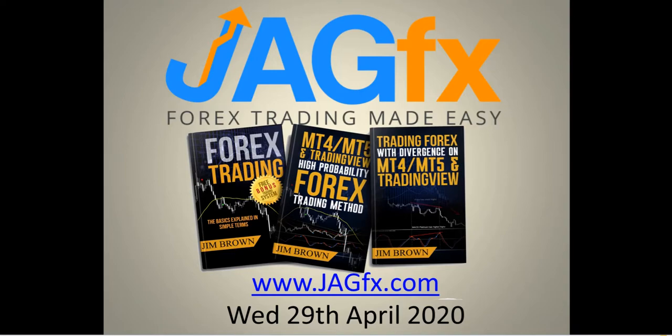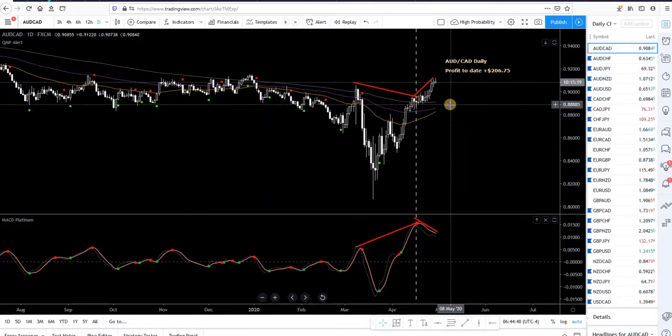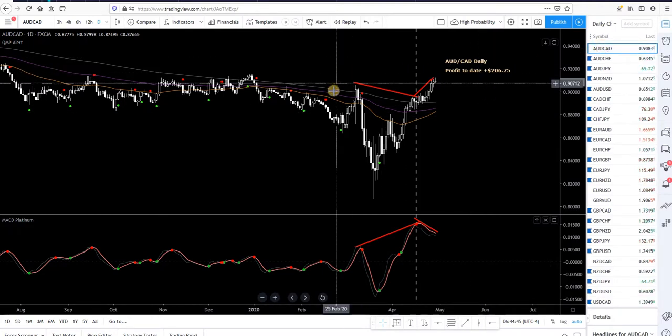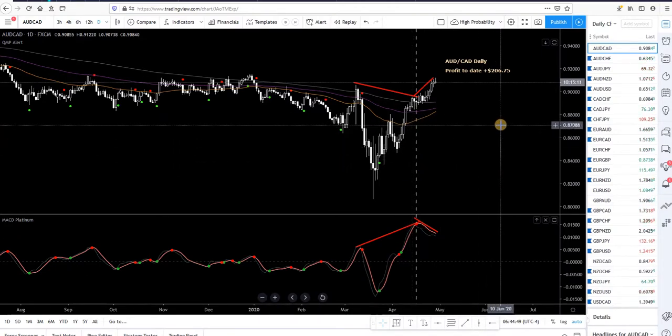Now let's get into the charts. So this is TradingView. This is my high probability setup. I've got plenty of videos on my channel. I did one recently on the actual setup and trading example, so I won't go into too much detail. I'll run through a few things.